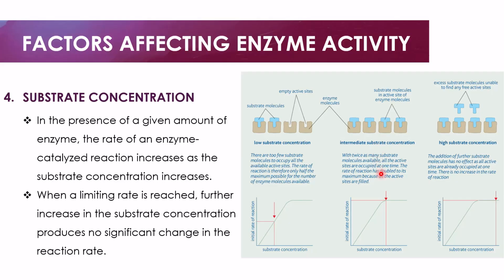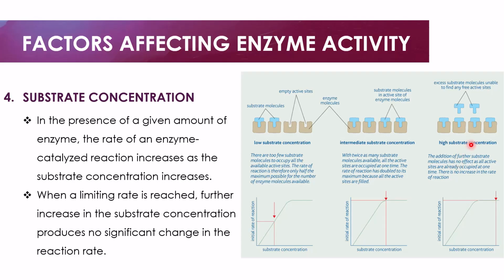And as this happens, all the active sites of the enzymes will be filled with the substrate molecules at one time to double the rate of reaction to its maximum. So as you can see over here, we have equal amounts of the substrate molecules and the enzyme molecules, and all the active sites of the enzyme molecules are being filled with our substrate to yield a product. So the nature of the graph will be seen as this, where the rate of reaction will be maximum over here.